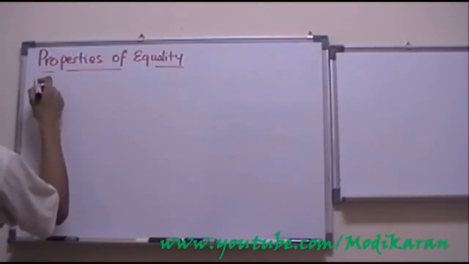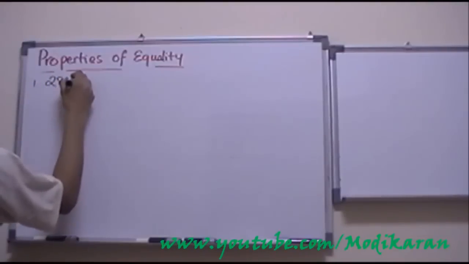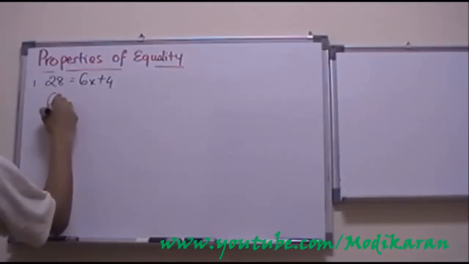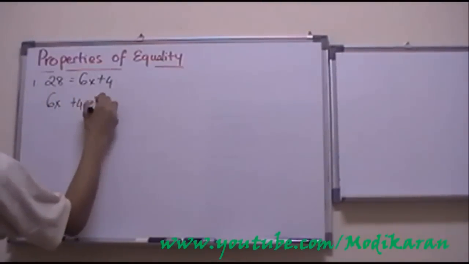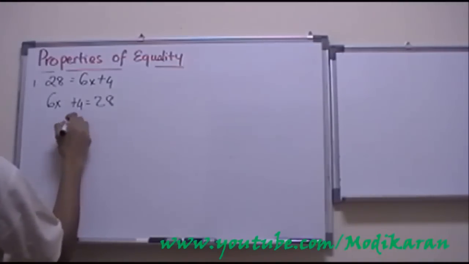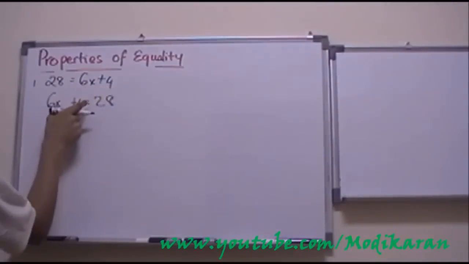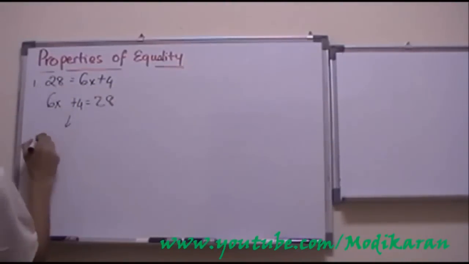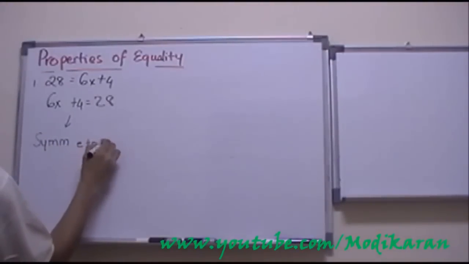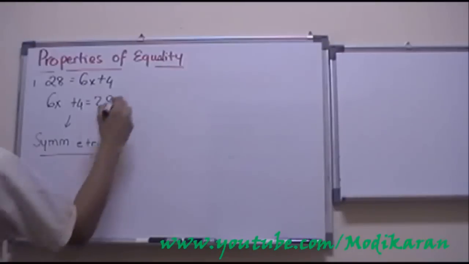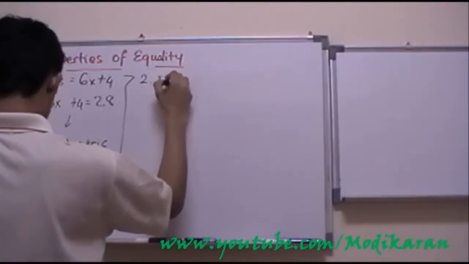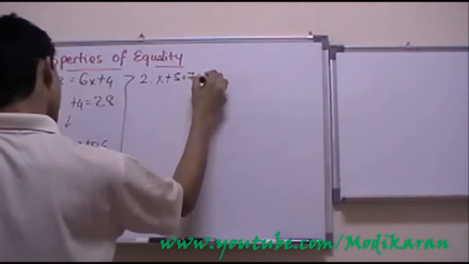The first one says that 28 is equal to 6x plus 4. Then you have 6x plus 4 is equal to 28. What type of property is it? Well, we know that this is equal to this and this is equal to this, so it's basically the symmetric property.